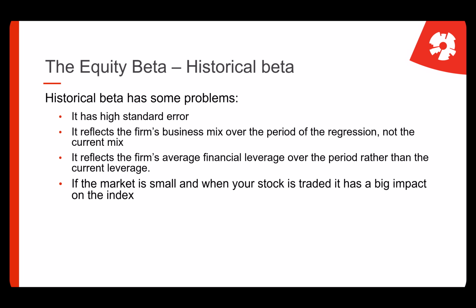Third, they capture the average financial leverage during the regression period we are looking into. So if the firm has changed the debt-to-equity ratio, the historical beta won't reflect the current risk. Finally, in small or illiquid markets, trading in a single stock can actually move the market index, biasing the regression results. For all of these reasons, we often prefer the bottom-up betas, which allow us to build a more stable and forward-looking measure of risk.